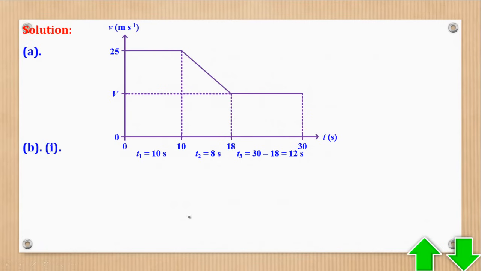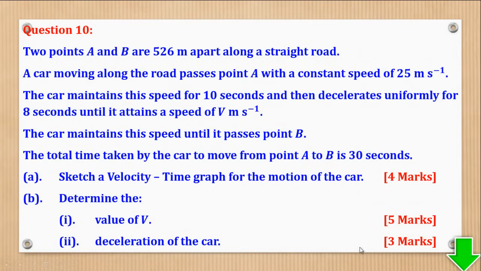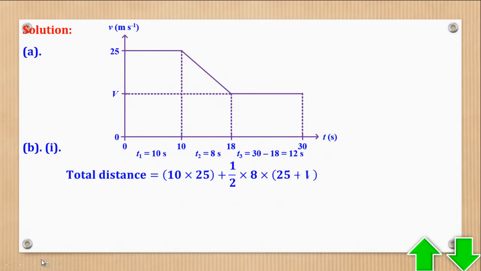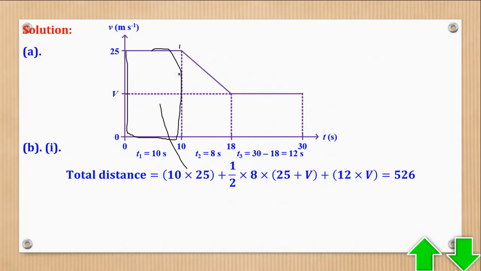Then part B, let me see what they wanted in part B. Determine the value of V and the deceleration of the car. So they want the value of V. One should know that total distance is the area under the graph. So here, I used this, but another one can also choose to use this trapezium and this rectangle. It is still okay. So for me, what I did, I divided into three. There is this rectangle. Area is this. There's this trapezium. Area is this. And there's also this rectangle. Area is that. Whatever you do is okay.